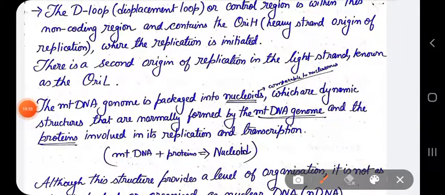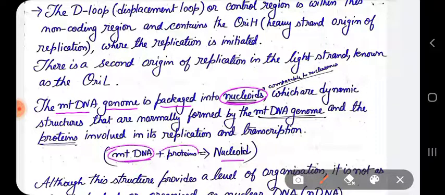Now just like we have nucleosomes in the chromosome in the nucleus, the mitochondrial DNA genome is packaged into nucleoids. Well, nucleoids can be compared with nucleosomes. Nucleoids mean mitochondrial DNA with somewhat histone-like proteins to form nucleoid-like structures to pack the DNA within the mitochondria, right?